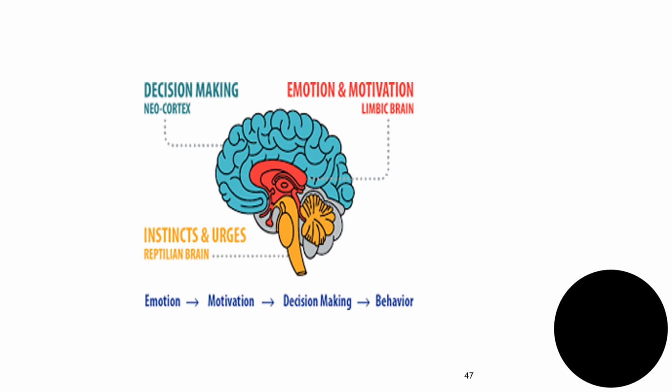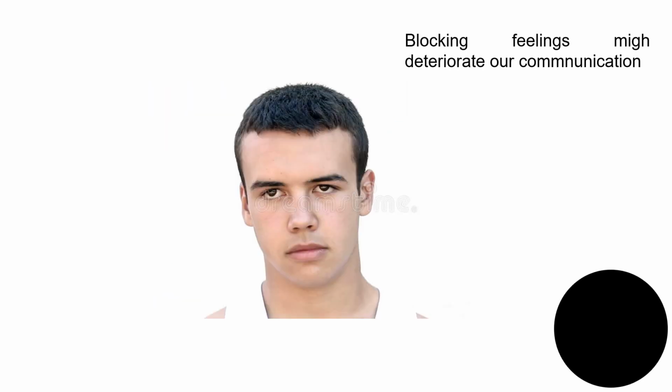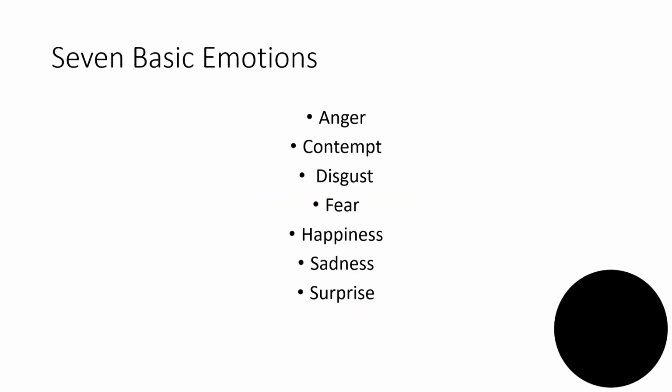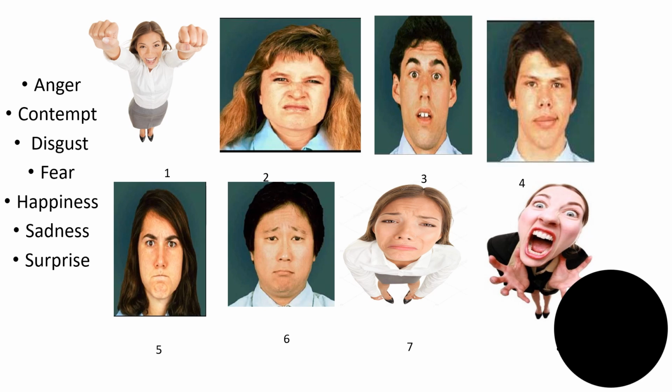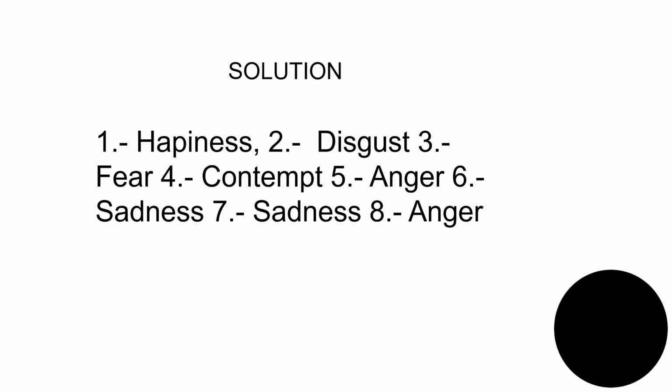So all in all, it's important to understand self-awareness and emotions: anger, contempt, disgust, fear, happiness, sadness, surprise. Very quickly, we are looking at different emotions, different faces here. The face of anger, contempt, disgust, fear, happiness, sadness, and surprise. The solutions are here. First one, happiness. Second, disgust. Three, fear, and so on.